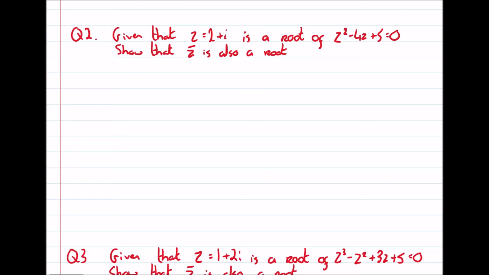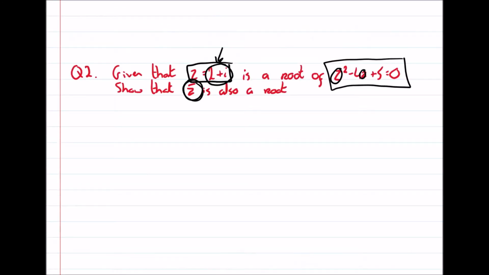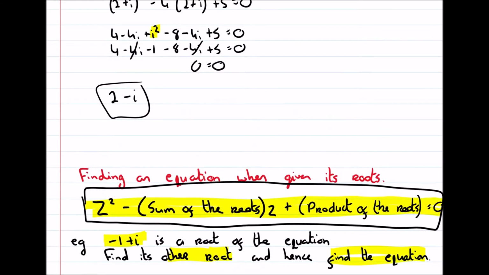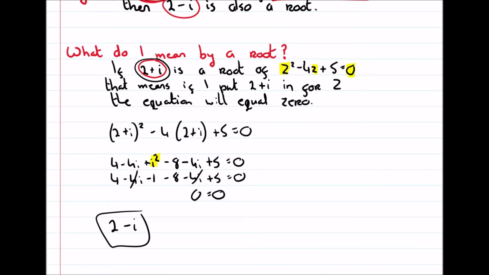It says, given that z equals 2 plus i is a root of this equation, show that the conjugate is also a root. Okay, well, to show that this is a root of the equation, we sub 2 plus i in for z and see if it gives 0. We actually did that up here, and we noticed that it did give us 0.